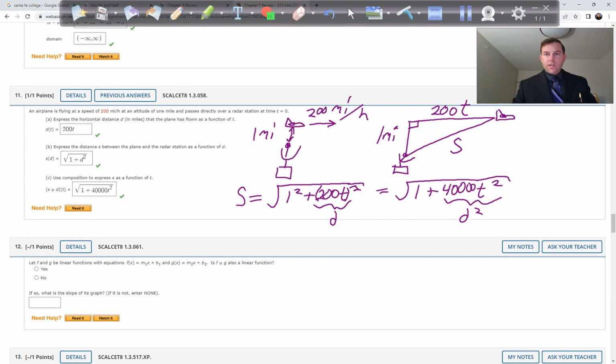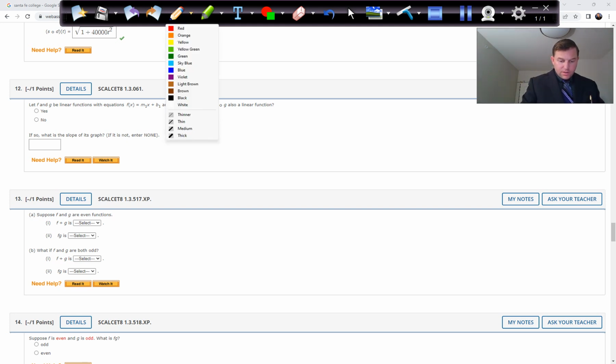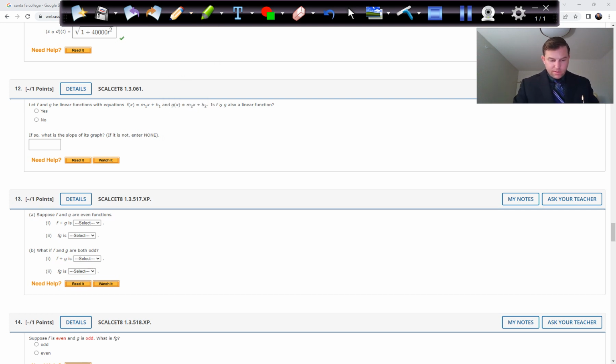Okay, so a nice right triangle drawing with Pythagorean theorem is all I need for that. Okay, so for problem 12, they also want us to review composite functions. So we have two linear functions, and it wants to know, is f of g also linear? So we're going to actually solve the second part first, and then we'll answer the first part.